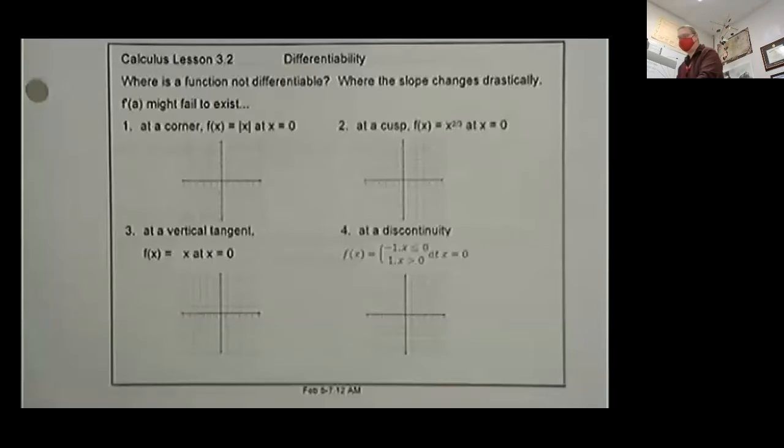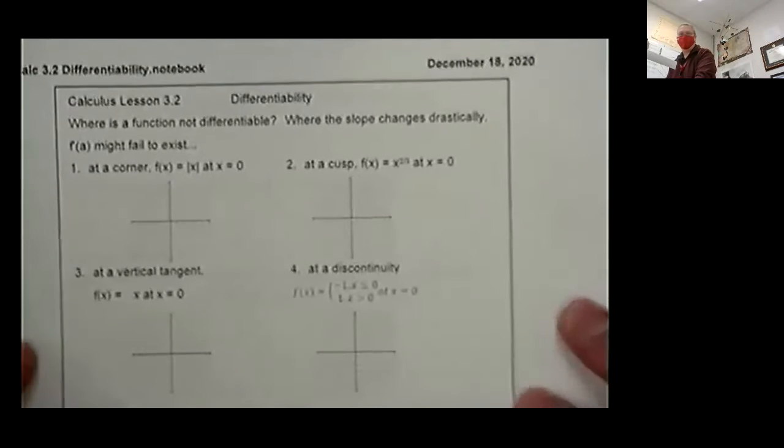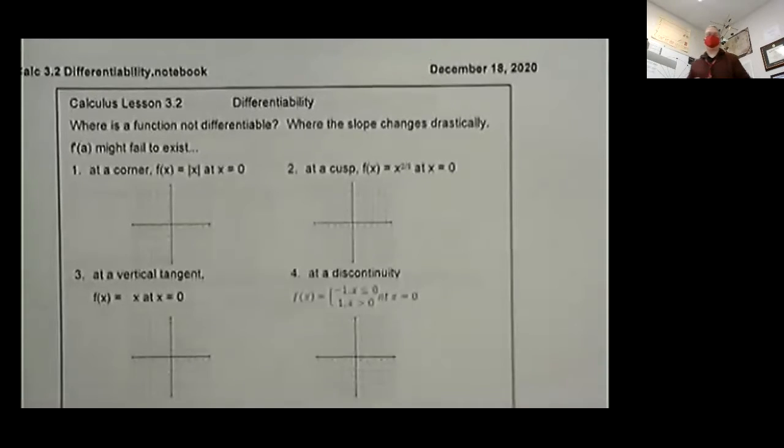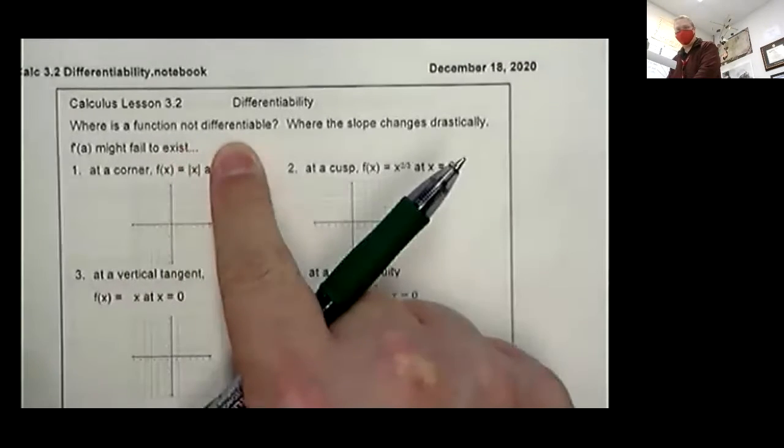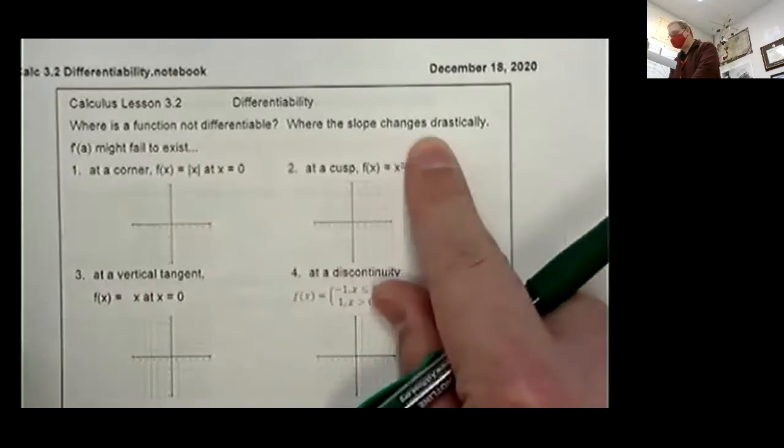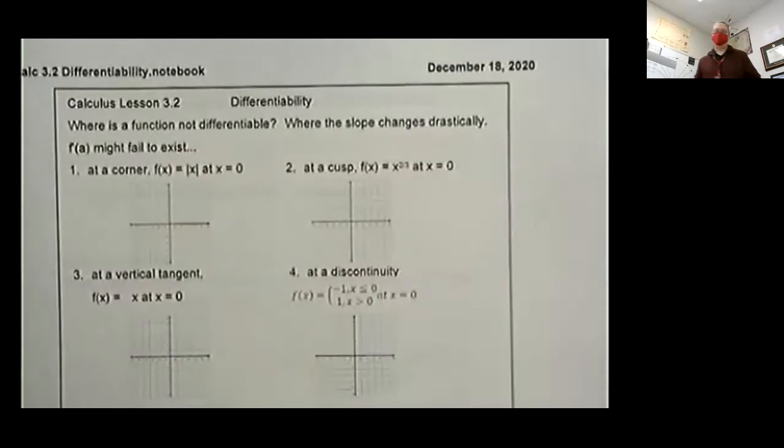So we're looking at differentiability, i.e., where is a function differentiable? We're going to look first at where a function is not differentiable, and by that we can say where a function is differentiable. So where is a function not differentiable? Well, it's where the slope changes drastically. It turns out a derivative only likes nice, easy curves, nice slow ski slopes. It doesn't like jumps. It doesn't like points, things like that. So it wants a nice, easy curve.